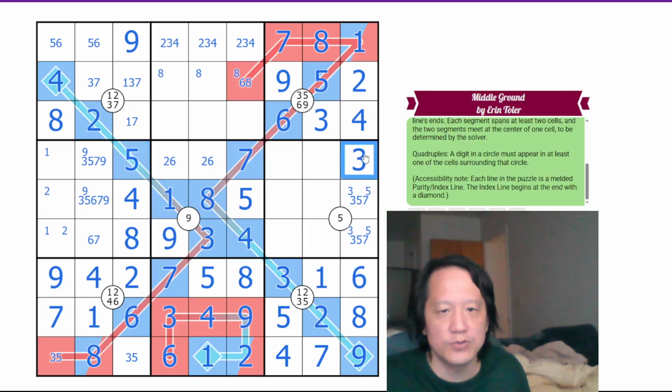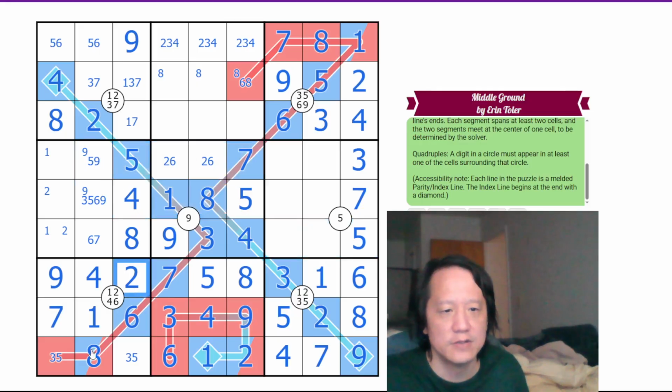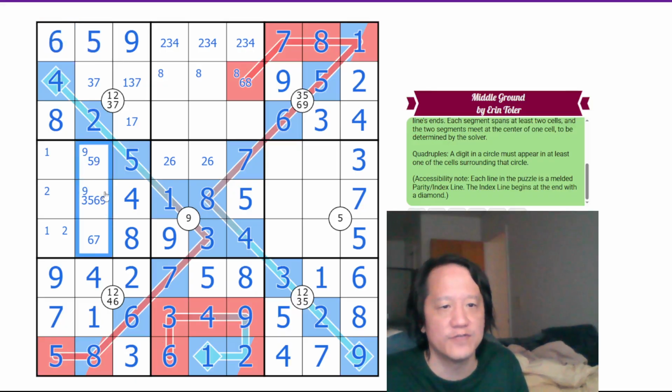5 can't be here, 3 can't be here, so it's 7, which makes that 5. No more 7 here because of 7 in the row. 3 can't be here because of 3 in the row, nor 7. If 5 eliminates 5 here, so this is 3, which makes this 5. 5 eliminates 5 here, so it's 6, which makes that 5. 5 eliminates 5 in the column, so this is 9.